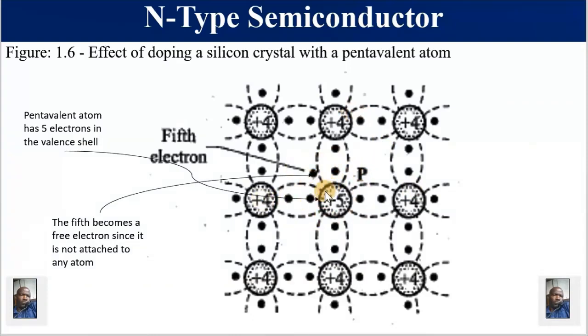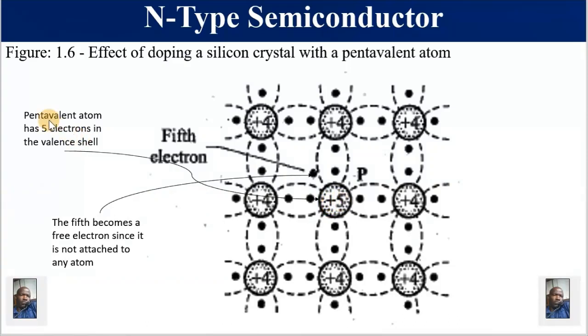This has got 5 electrons in the valence shell. So this is the 5th electron that has not been bonded to any germanium or silicon atoms. The more pentavalent atoms we add, the more free electrons we have. The +5 is at the nucleus of the pentavalent atom. Why? Because we are not considering the 4 valence electrons which are now attached to nearby atoms, and this one has escaped. It's no longer attached to this. Hence, the nucleus has got a +5 designation.